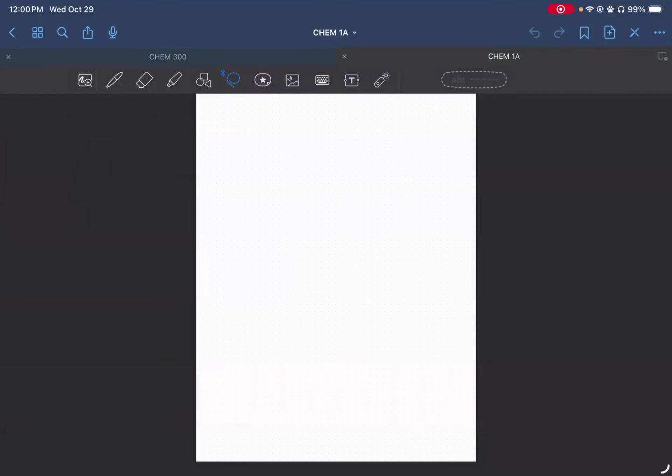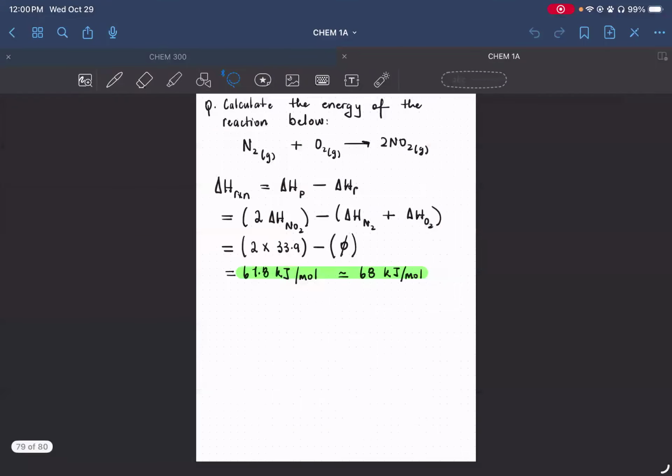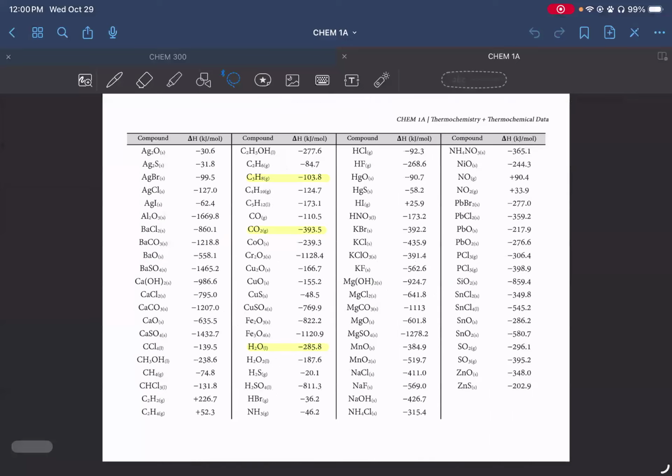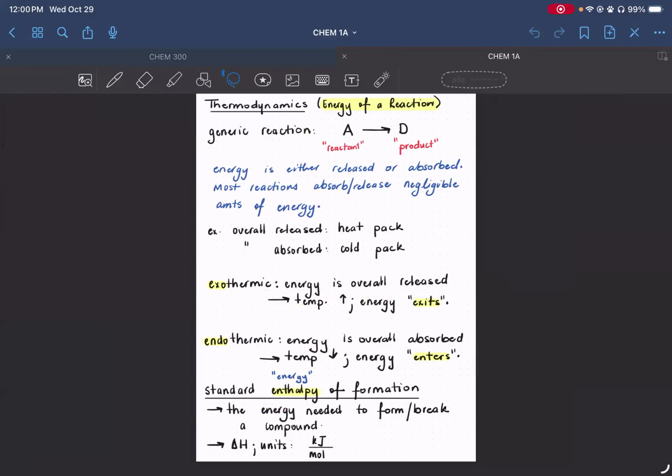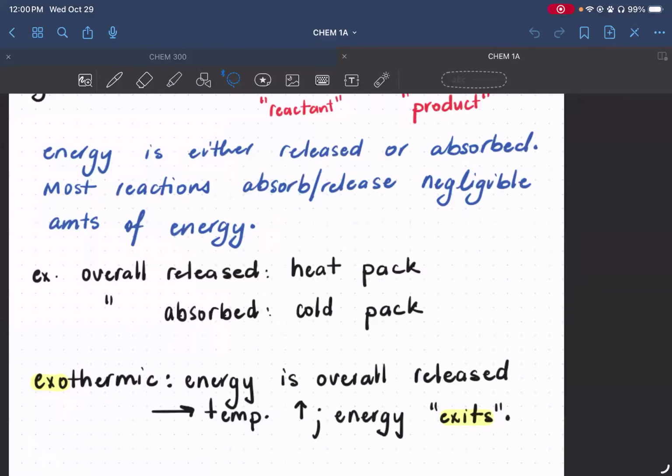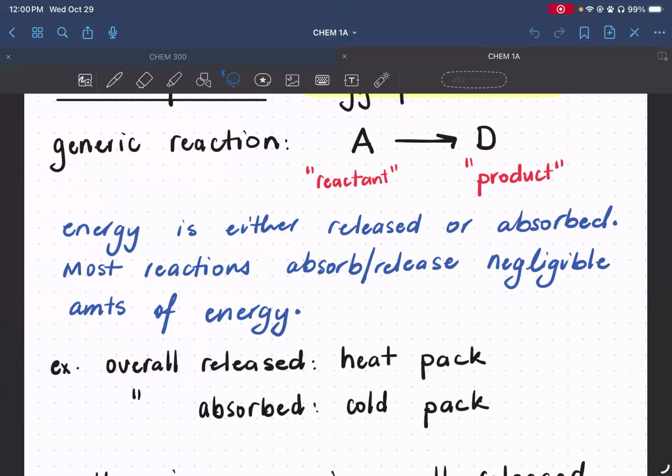On Monday's class, we introduced a new topic, the energy of a reaction, aka thermochemistry. On that topic, we learned a little bit more about what is involved in understanding the energy of a reaction, in that every reaction will either release or absorb energy. However, most reactions will be negligible. In other words, for most reactions, it will not be noticeable to the human eye.